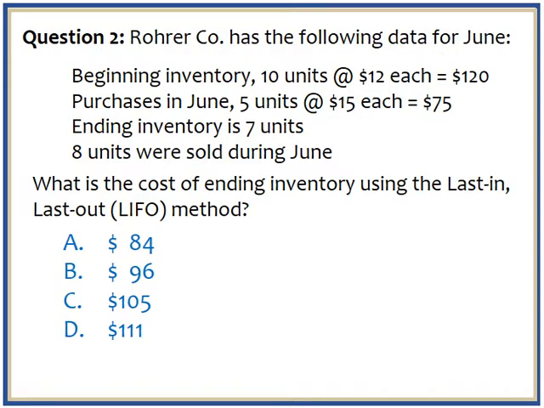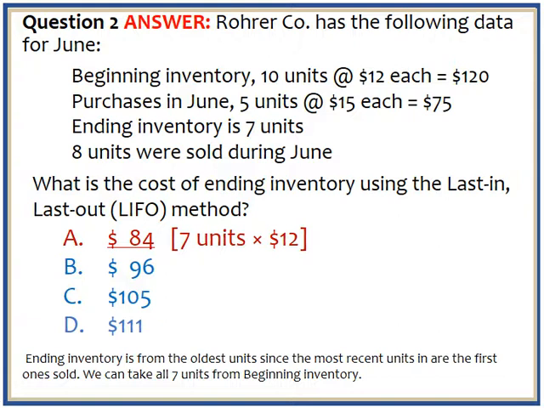The second question reads, Rohrer Company has the following data for June. Beginning inventory, 10 units at $12 each equals $120. Purchases in June, 5 units at $15 each, $75. Ending inventory is 7 units, and 8 units were sold during June. What is the cost of ending inventory using the last in, last out LIFO method? The choices are $84, $96, $105, or $111.